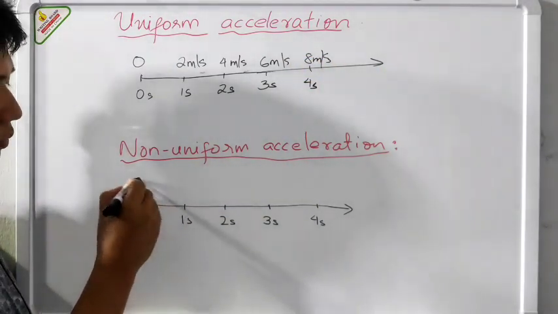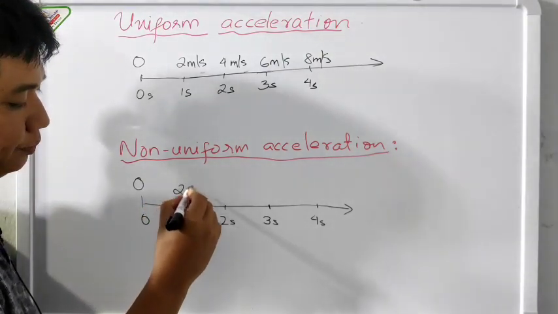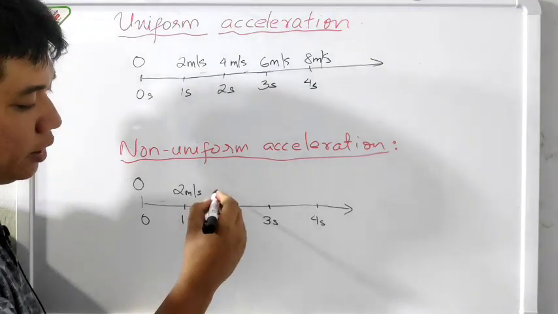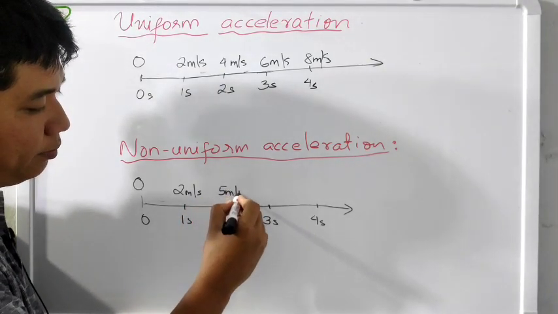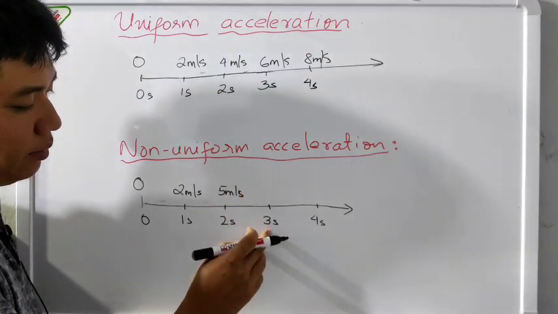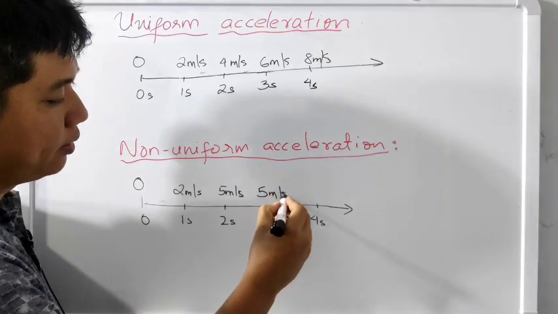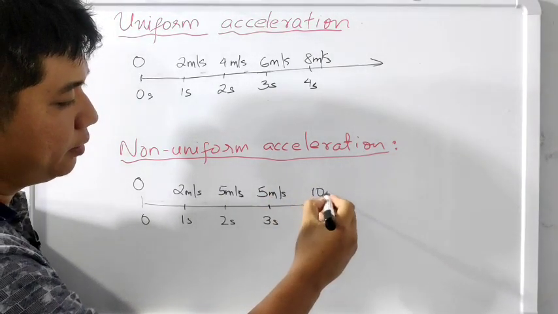For the second case, it starts from rest. At the first second let it be 2. In 2 seconds, the velocity becomes 5 meters per second. At 3 seconds, again 5 meters per second. At 4 seconds, let it be 10 meters per second.